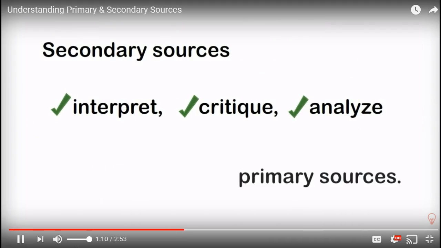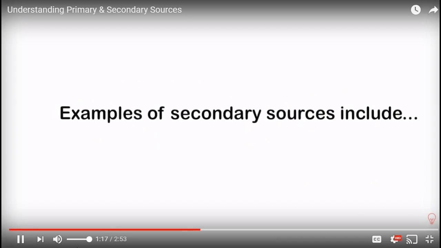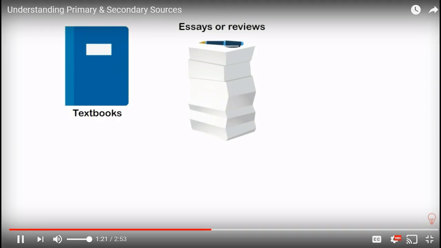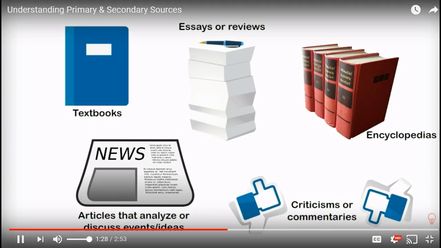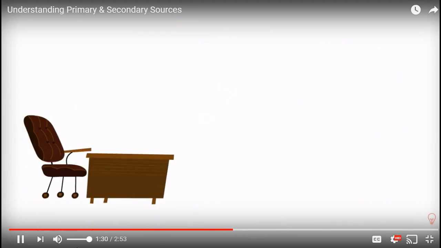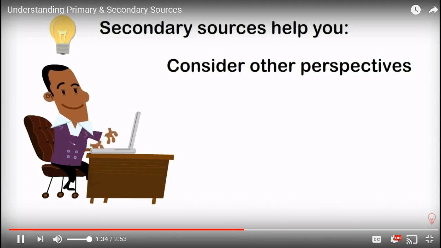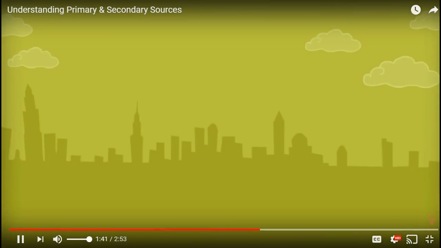Secondary sources interpret, critique, or analyze primary sources. It is information that is created or published from primary sources. Examples of secondary sources include things like textbooks, essays or reviews, encyclopedias, newspaper articles that analyze or discuss events and ideas, and criticisms and commentaries. It's a good idea to use secondary sources in research papers because you can learn about new perspectives that you may not have even considered, and they can also strengthen your own argument in the assignment.